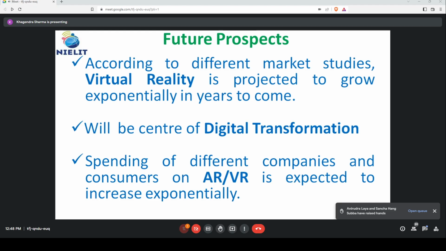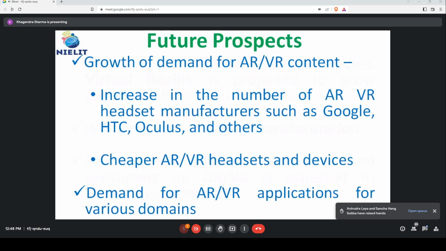Whatever the sector or field, may it be agriculture, tourism, education, or real estate, all of these industry players have already started investing in AR and VR. And in the future there will be augmented reality and virtual reality in all of these sectors. The growth of demand for AR and VR content is going to increase mainly because of the increase in the number of AR and VR headset manufacturers such as Google, HTC, Oculus, and others. And these headsets are going to be cheaper in the days to come.